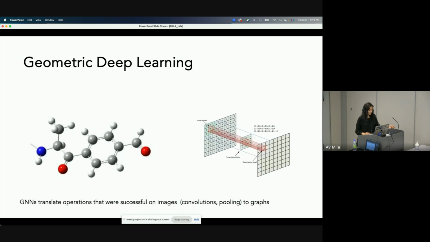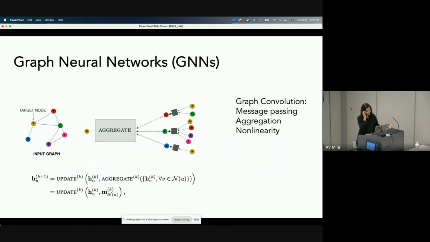So the idea here is a lot of biological data can be modeled as a graph, and you can try using geometric deep learning. These are basically GNNs, and they in some sense generalize operations that were successful on images like convolution and pooling. But simpler GNNs have operations that aggregate messages and update them. Basically each node in the graph takes messages from its neighboring nodes, and then it can create a nonlinear transformation that updates the messages on each node.